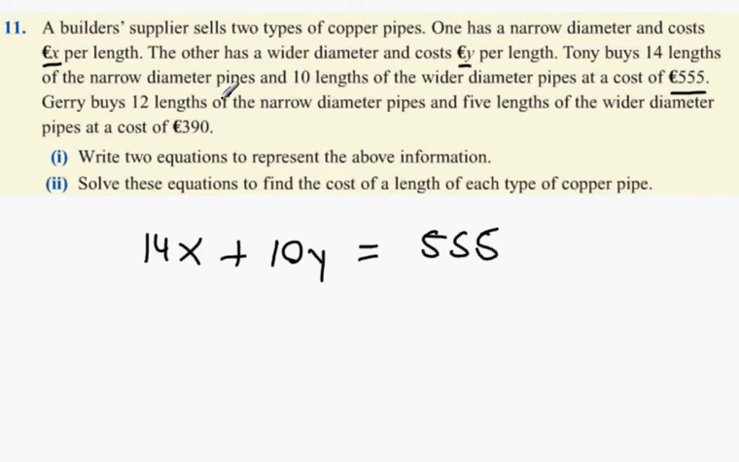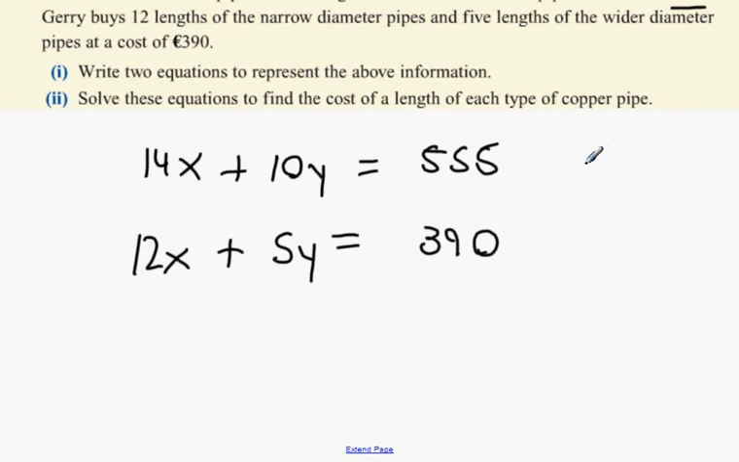Jerry buys 12 lengths of the narrow diameter pipe and 5 lengths of the wider pipe. So he does 12x plus 5y, and that gets him 390. That's my two simultaneous equations written down. What I need to do now is multiply the bottom one by -2. So equation A and equation B. I'm going to multiply equation B by -2 and get rid of the y's.